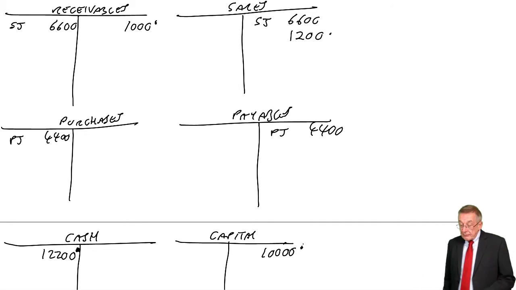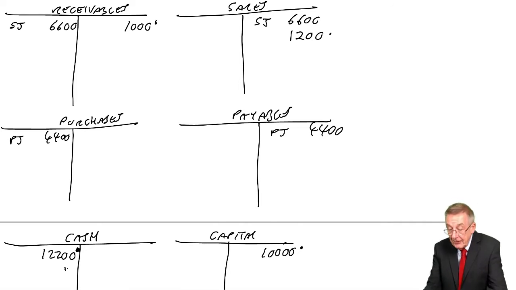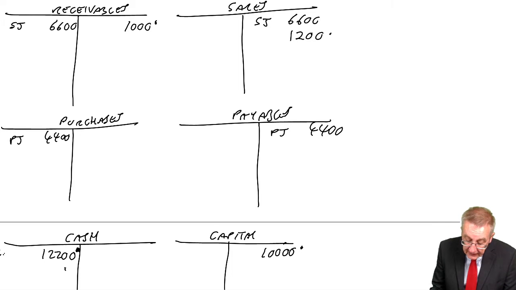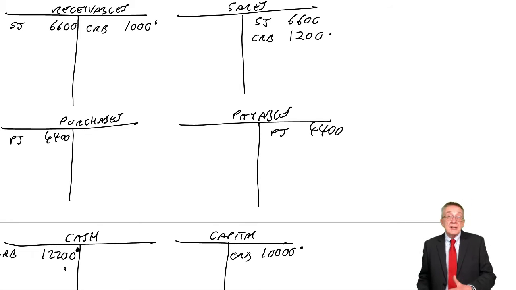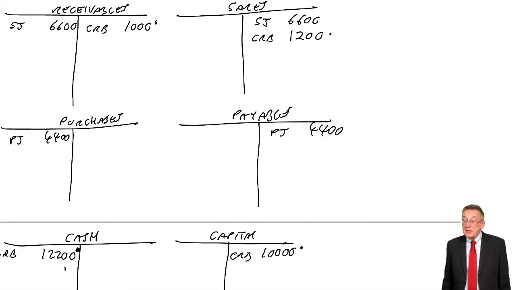Here, of course, it's vital we don't lose the cash receipts book because, you know, where's the credit for the 12,200? It's three different places. I'll write against it cash receipts book, CRB. Because again, that's where we'd have to check if I wanted to know where everything had gone.